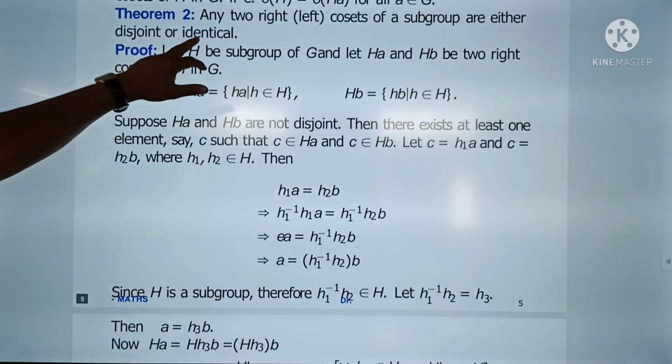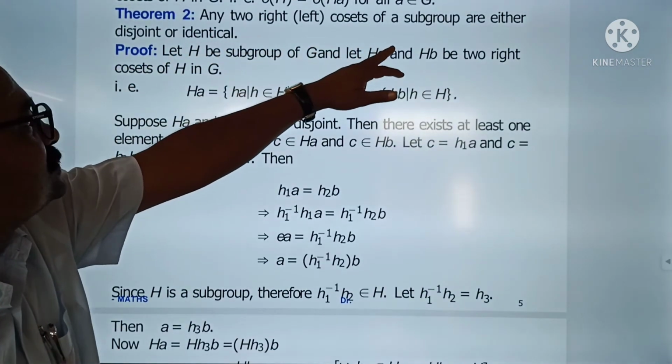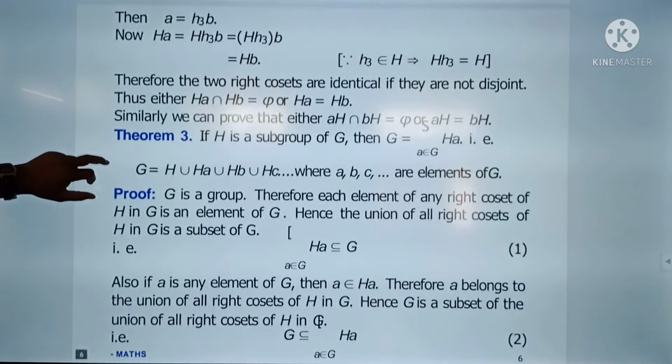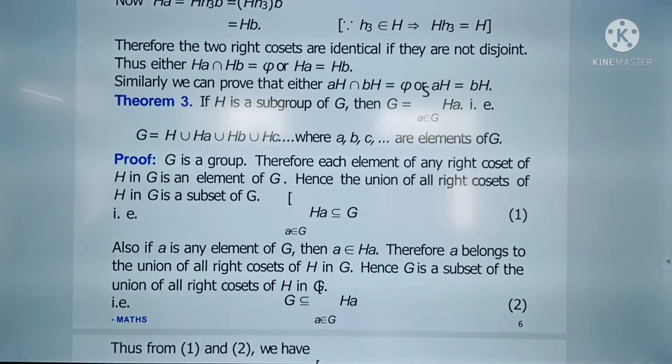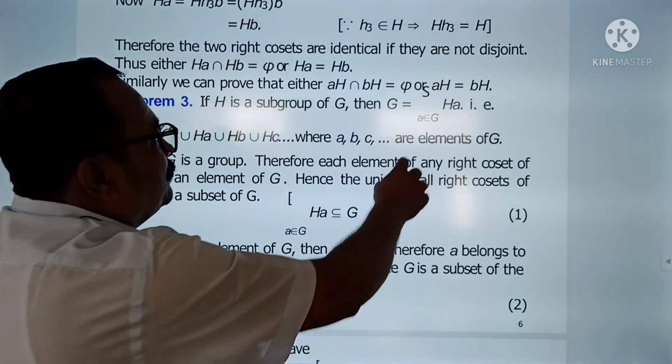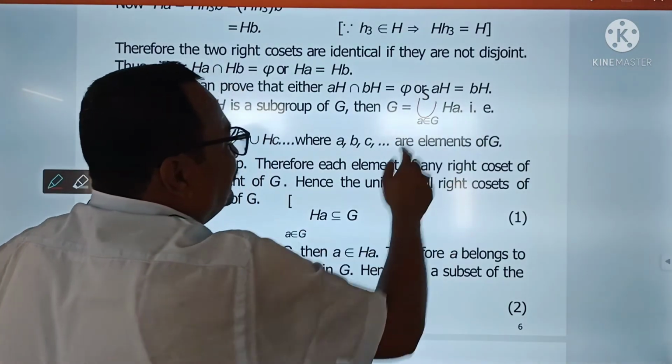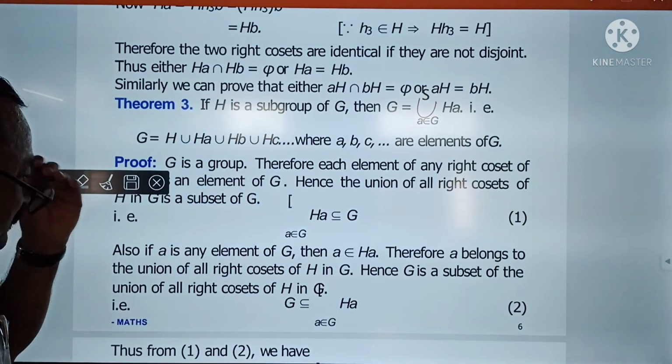So any two right cosets or left cosets of a subgroup are either disjoint or identical. So we take the next theorem. We are not going to explain the proof of this. Okay. H is a subgroup of G, then G is equal to the union. This is the union. Sorry. This is the union of right cosets or left cosets.